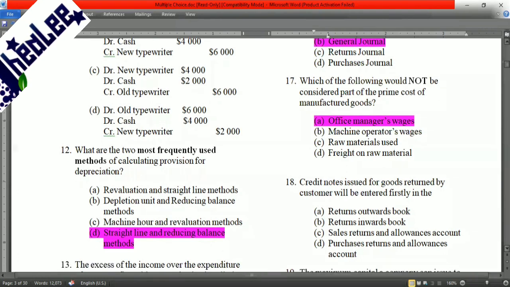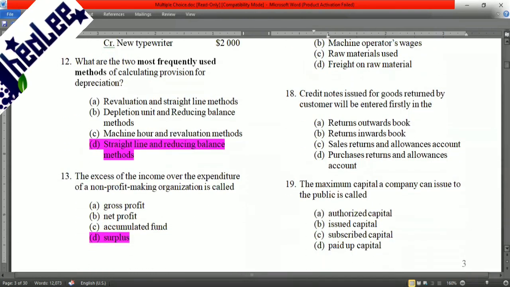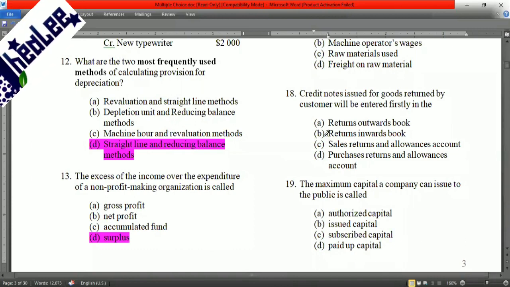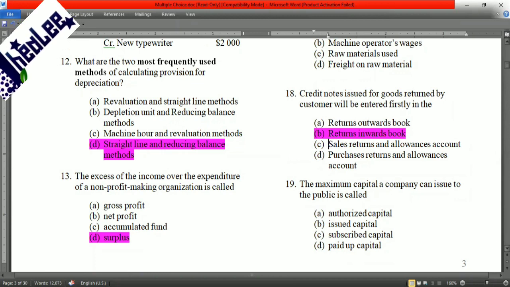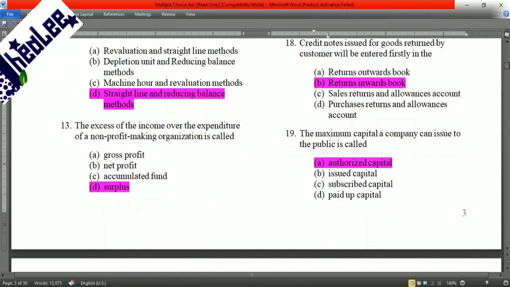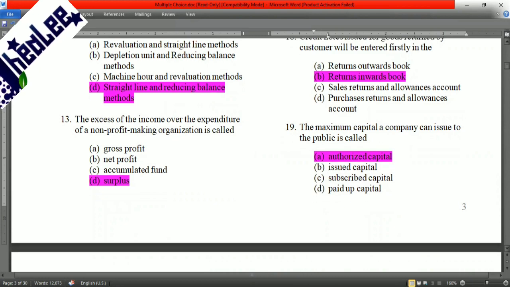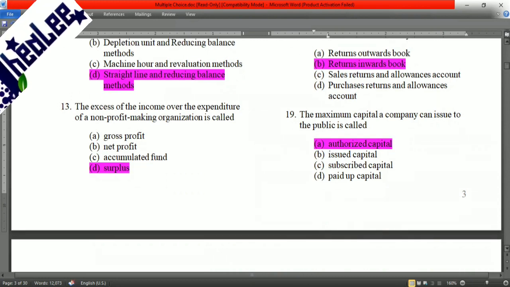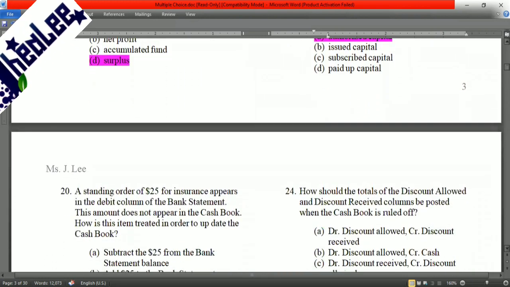Credit notes issued for goods returned by a customer will be entered firstly in the returns inwards journal. Number 19, the maximum capital a company can issue to the public is referred to as the authorized capital. So don't forget that your authorized capital is the maximum amount of capital that a company can issue.